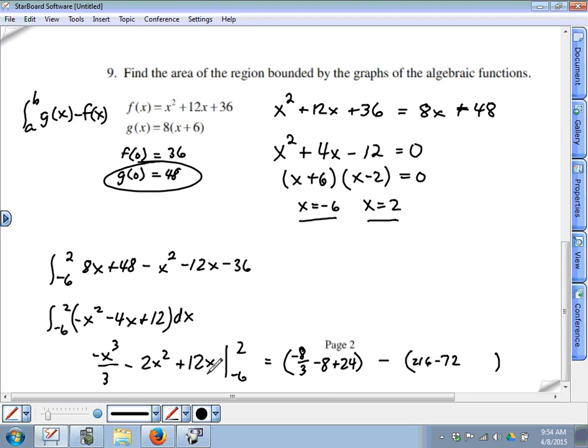And then 12 times negative 6, negative 72. Let's see, I forgot that. There we go. So 216/3 is actually 72. 72 minus 72, those two cancel each other out. Minus a negative becomes plus, so this is plus 72 there. Negative 8 plus 24, that's 16.